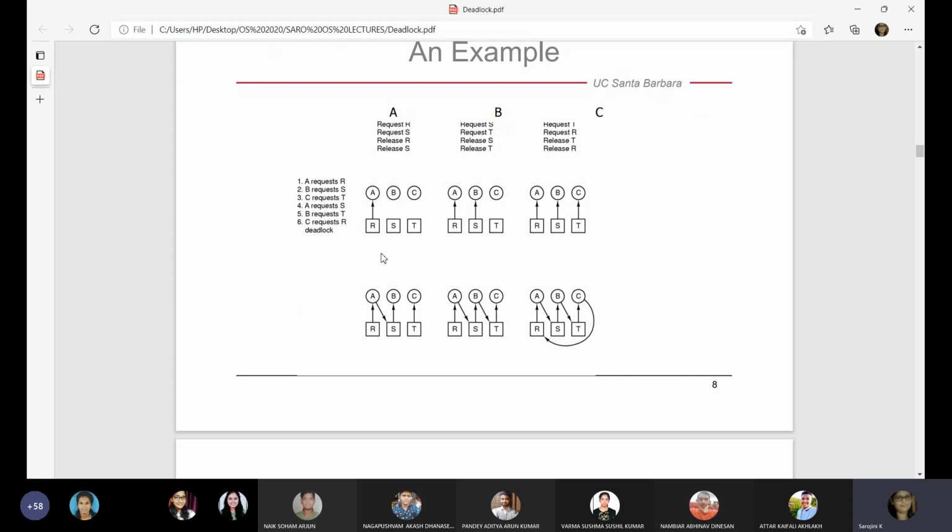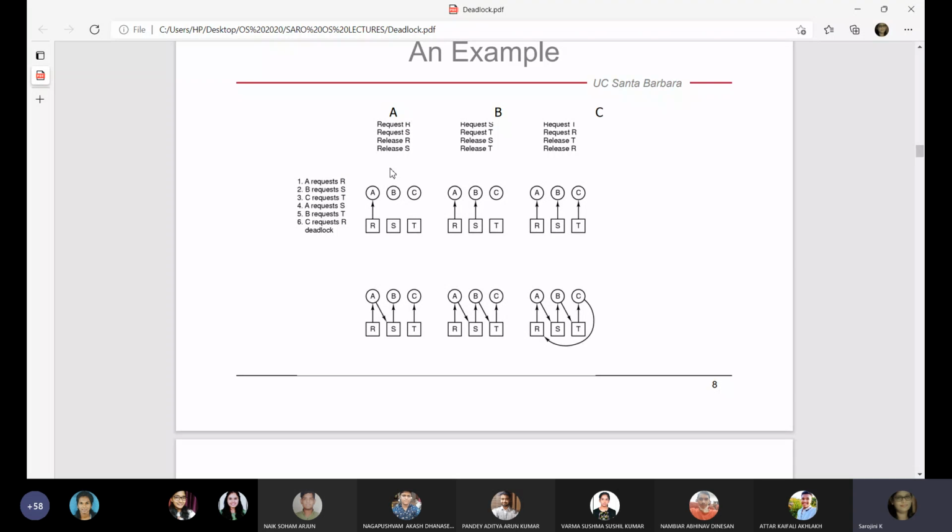What are the resources? R, S, T are the resources. What processes are there in the multiprocessing system? A, B, C. These are the processes. What is the first request? Process A is requesting R. Will it get it or not? It will get it, because resource R is free now. It is not allocated to any other process. So yes, it will get it.